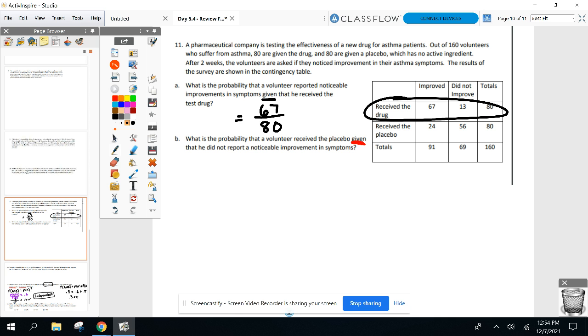All right, so at least I know it's not going to be out of 160 again. We're given what? They do not report noticeable improvement in their symptoms. So how many did not report noticeable improvements in their symptoms? There we go. This is the column I'm looking at now. So out of those 69 people, what are we looking for? The probability they received the placebo. 56.